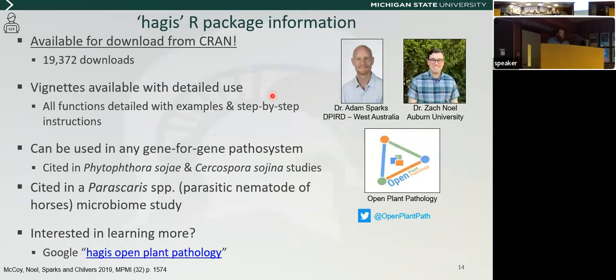So this R package is available for free. It is available to download from CRAN. So far, it has gotten quite a bit of downloads. It has been used in multiple Phytophthora sojae pathotype studies. So we identified the need of having a new data analysis software. We made it and validated it and got it out to the researchers while they were actually doing their data analysis for their pathotype surveys.